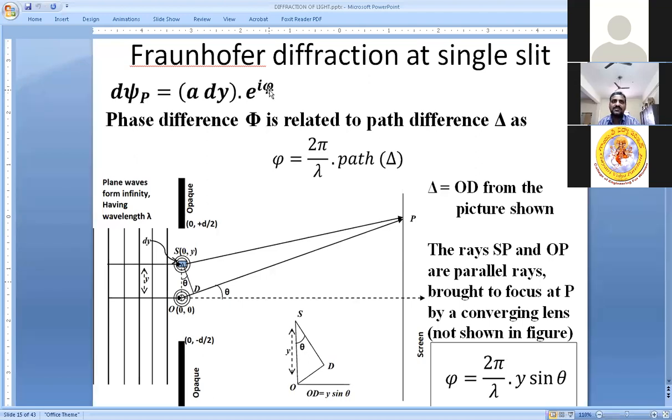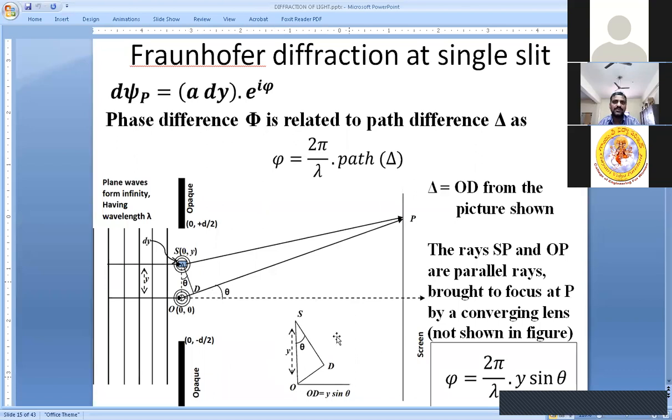Here phi is the phase difference, but phase difference with respect to what? Phase is an angle, but phase difference means some reference must be there. So that reference point we are taking as O. With respect to O, what will be the phase of the wave coming from S? That's what I was trying to calculate. I have proved that the path difference created between both rays is just OD, because SP and DP are the same.